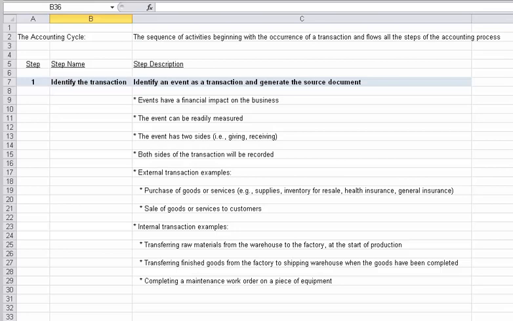We also could have internal transactions. We could be transferring raw materials from the warehouse to the factory at the start of production. We could be transferring finished goods from the factory to the shipping warehouse when the goods have been completed, and perhaps we're completing a maintenance work order on a piece of equipment. These are just examples of internal transactions. That's step 1. Let's look at step 2.